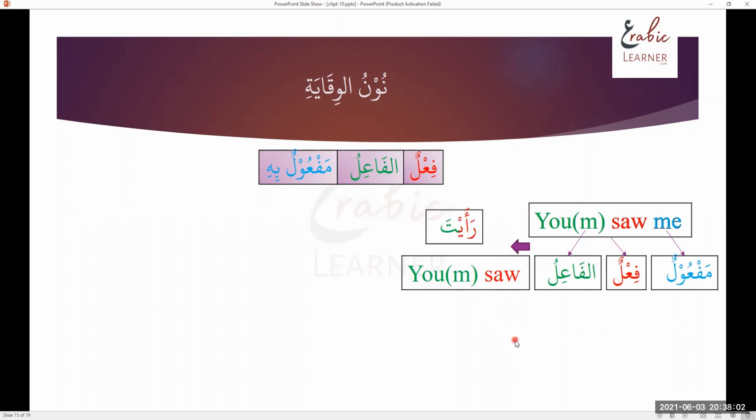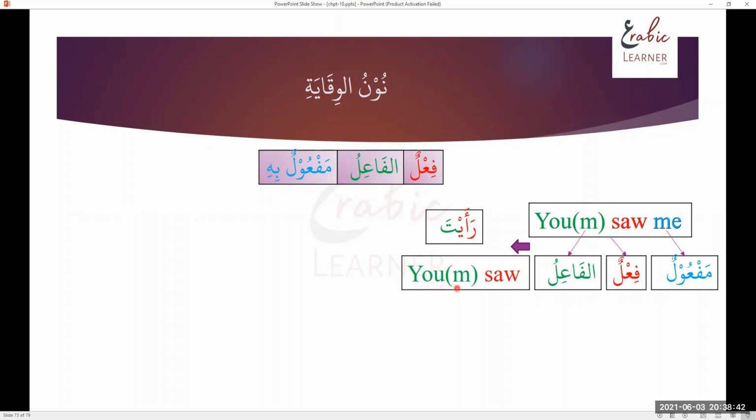You say Ra'aita. Yes, I know the answer is Ra'aitani. We know because we took the example before. But I want to show you the importance of this Noon al-Wiqaya. You know already that Noon Wiqaya is there because we have seen two examples before. Ra'aita: if I want to say you saw, I will say Ra'aita. There is no dispute in this. Ra'aita, you saw. The Faa'il is ta.